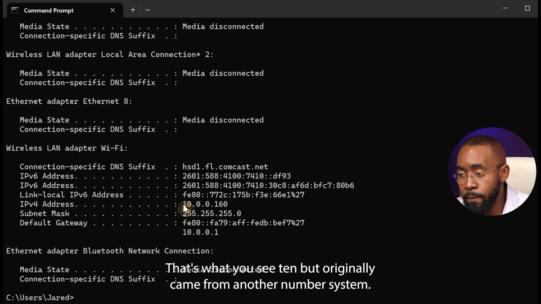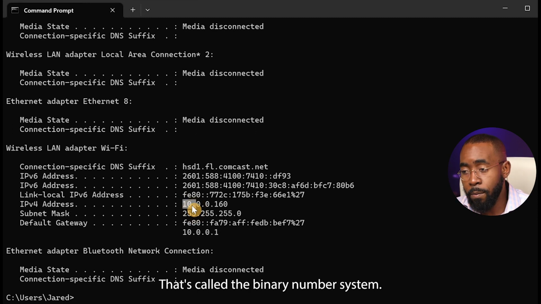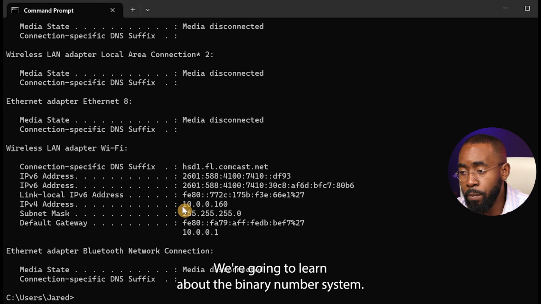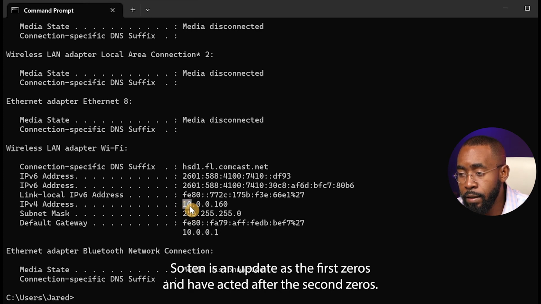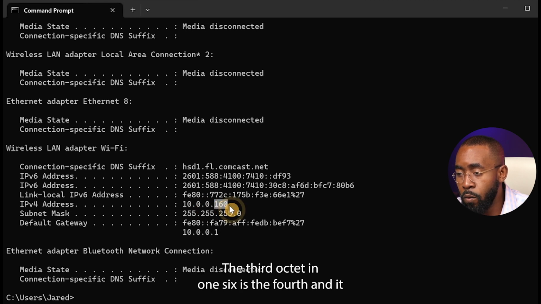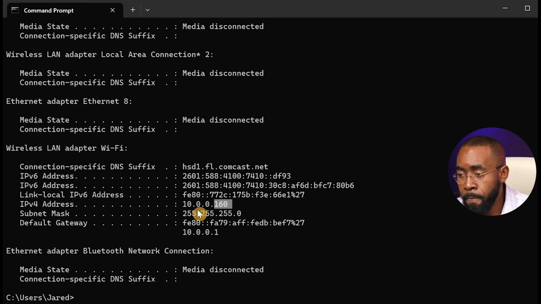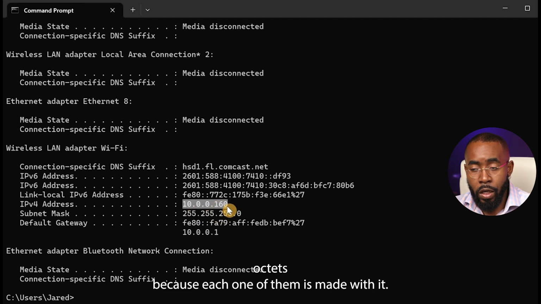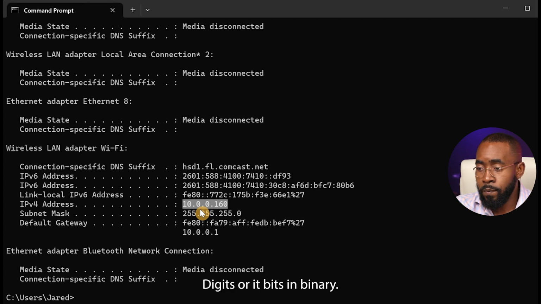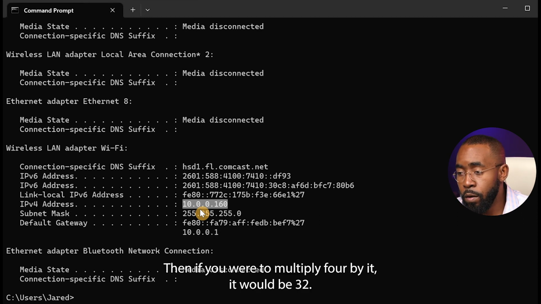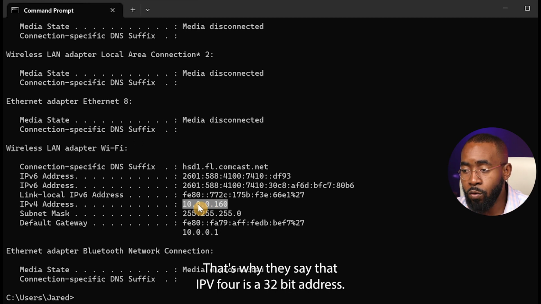That's why you see 10. But originally it came from another number system that's called the binary number system. We're going to learn about the binary number system. So 10 is an octet, that's the first. 0 is another octet, that's the second. 0 is the third octet, and 160 is the fourth octet. So these 4 octets, because each one of them is made with 8 digits or 8 bits in binary, if you were to multiply 4 by 8, it would be 32. That's why they say the IPv4 is a 32-bit address.